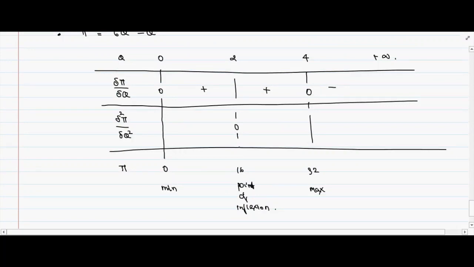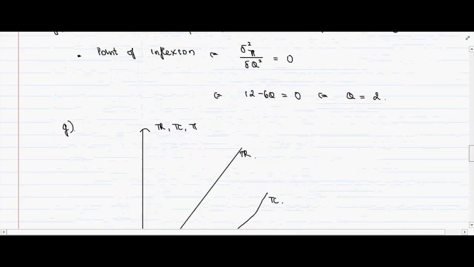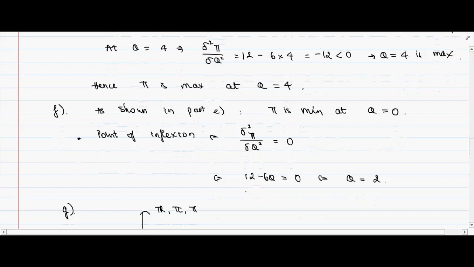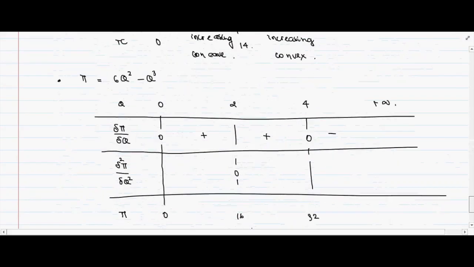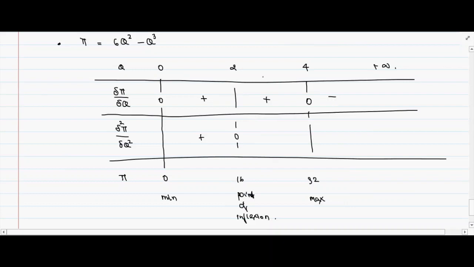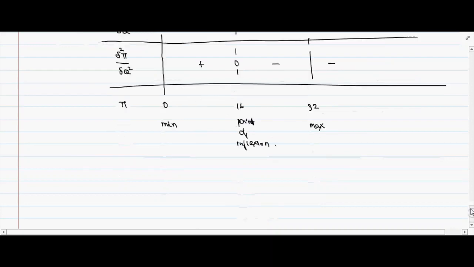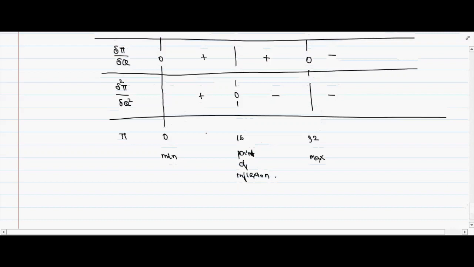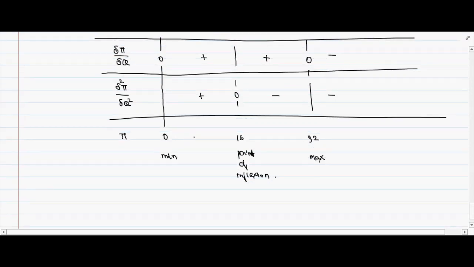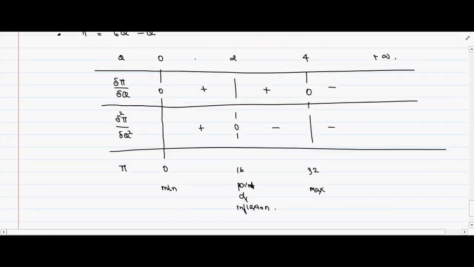For the second derivative, for anything smaller than 2, for example q equal to 1, the second derivative, which is 12 minus 6q, is positive. For any q bigger than 2, for example q equal to 3, 4, or 5, the second derivative is negative. So we can see straight away that from quantity 0 to quantity 2, the function is increasing because the first derivative is positive, and convex because the second derivative is positive.